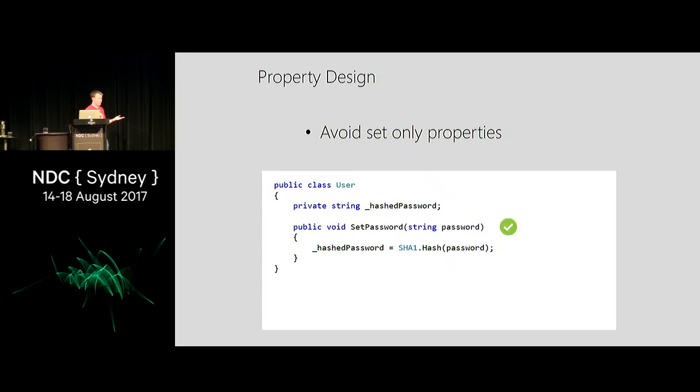So the way around that is quite simple. You just change it to a setter method. And now, for a user, it's immediately obvious that you can set the password, but there's no way for you to then get the password.